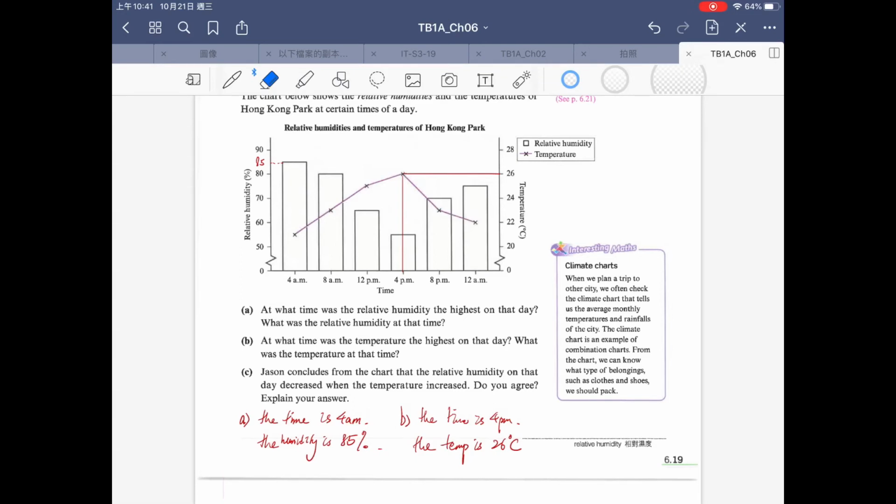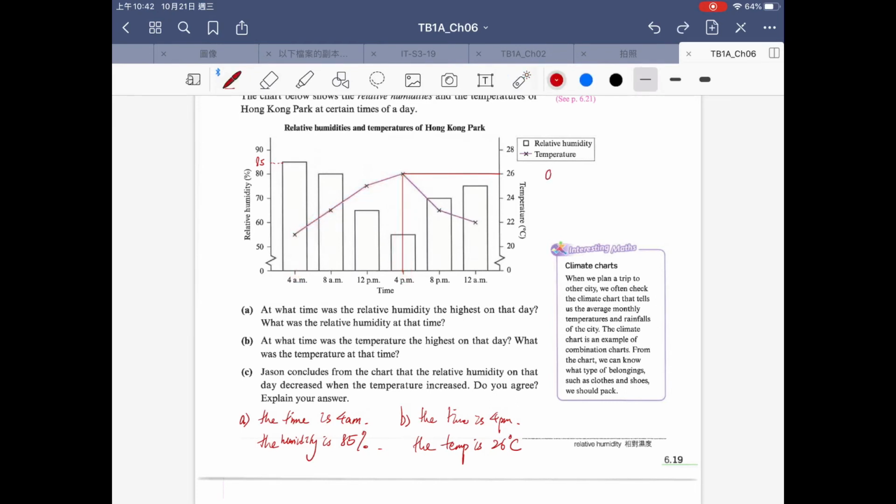Okay, look at part C. Jason concludes that the humidity decreased when the temperature increased. Is it correct? Explain your answer. Okay, look at the graph. Find out the time period the temperature is increasing. So from the broken line graph, increasing, decreasing. So from 4 a.m. to 4 p.m., the temperature is increasing steadily.